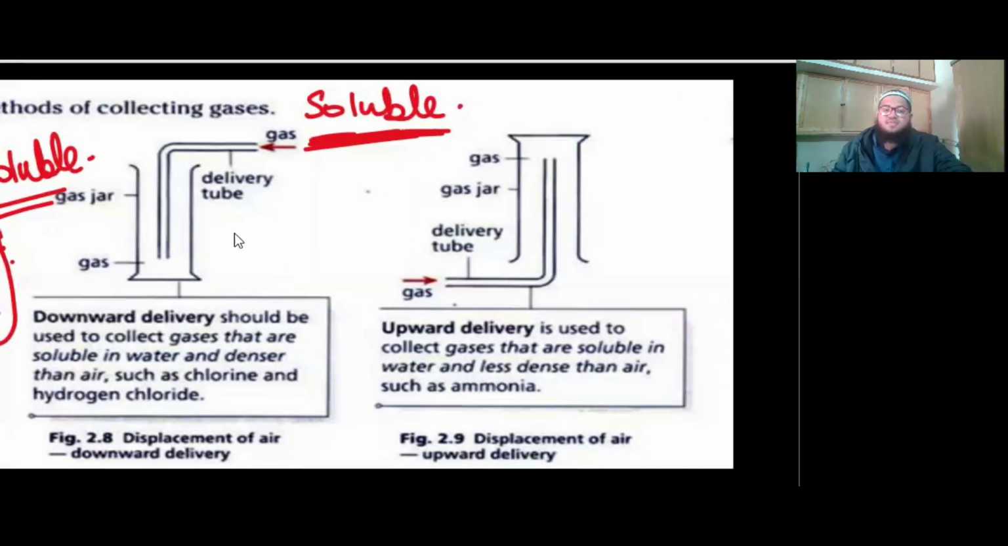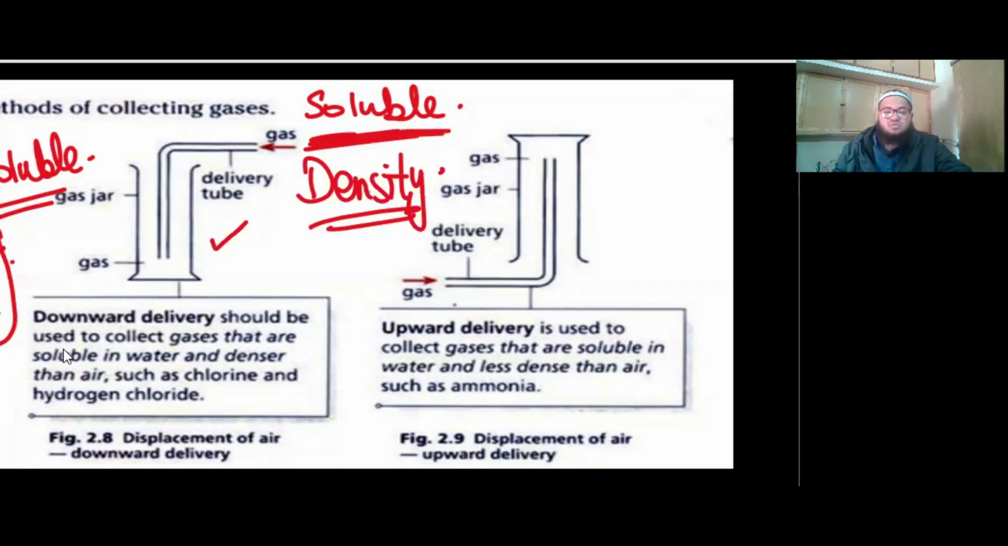Well, the techniques are different on the basis of the densities. The gases which are denser than air are collected using the downward delivery technique. Why is it called downward delivery? Because the delivery tube is moving down. The one on the right is called upward delivery because the tube on the right is going up. This is downward delivery and this is upward delivery. The gases which are denser than air are collected using downward delivery, and the gases which are less dense than air are collected using upward delivery.